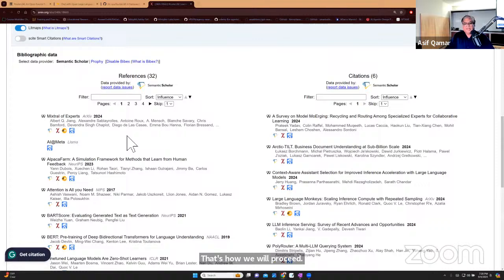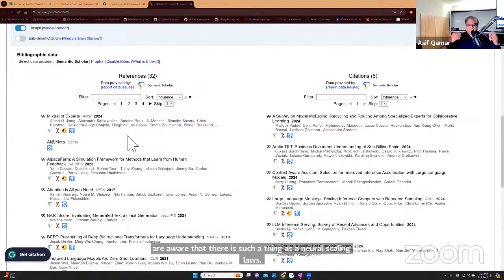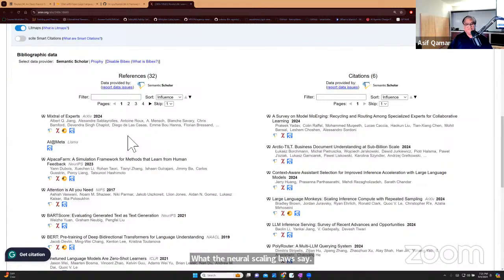So the problem is this. Today, there are large language models of different degrees of sophistication or size. We are aware that there is such a thing as neural scaling laws. What the neural scaling laws say, and I will simplify it, is that the bigger the model you take, the more tokens you train it with, the more compute cycles you train it for, the better the model becomes.